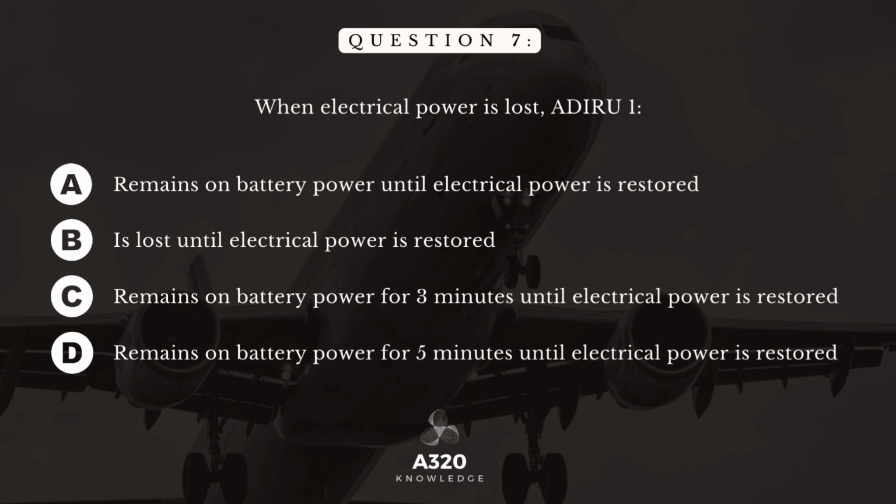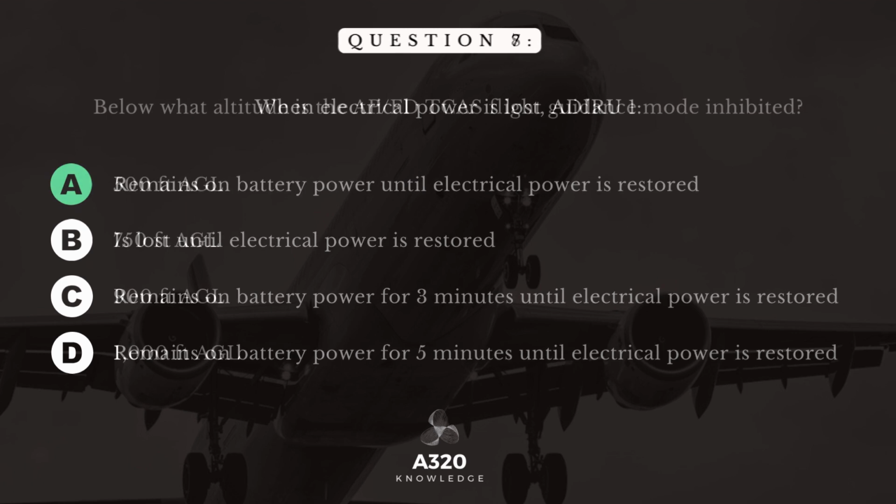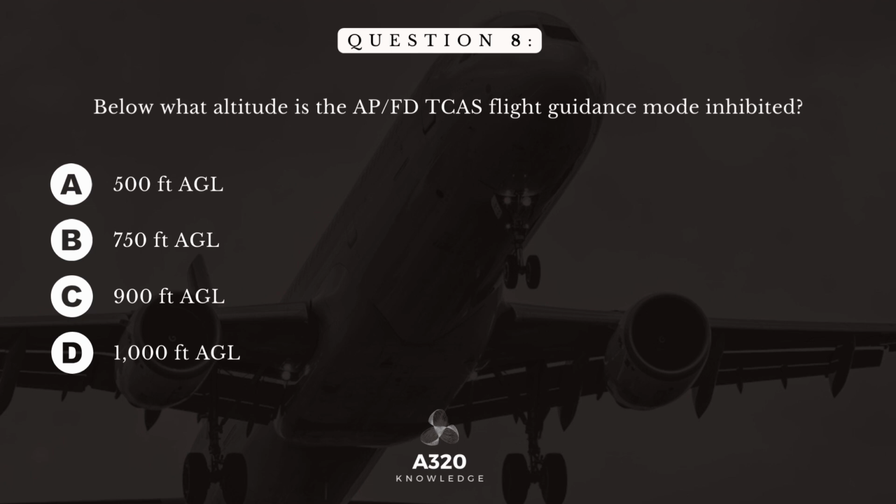Question 7. When electrical power is lost, ADIRU1 remains on battery power until electrical power is restored. Question 8. Below what altitude is the autopilot flight director TCAS flight guidance mode inhibited? The answer is C. 900 feet above ground level.